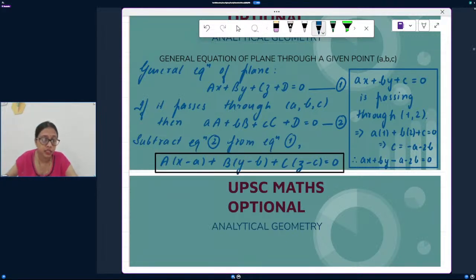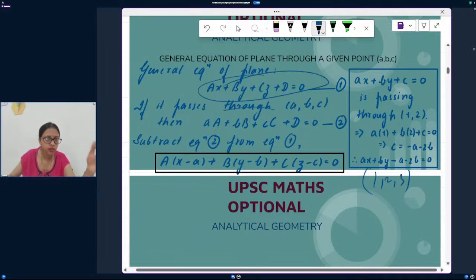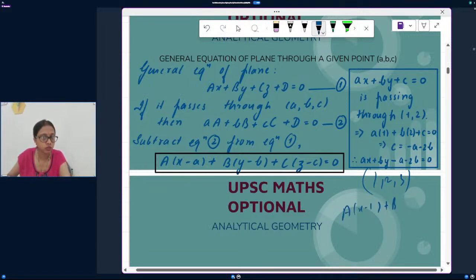This is the kind of form of an equation that will be useful, that you can use to directly write whenever the question says that a plane is passing through 1 comma 2 comma 3. You don't have to start from here. Write down directly this result. Then I don't have to consider that it is ax plus by plus cz plus d. I'll write a times x minus 1 plus b times y minus 2 plus c times z minus 3 directly.